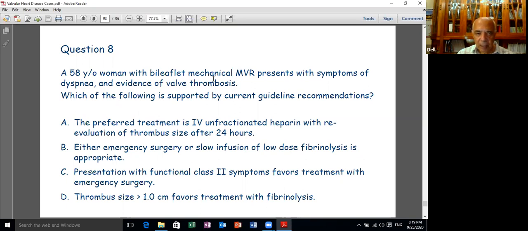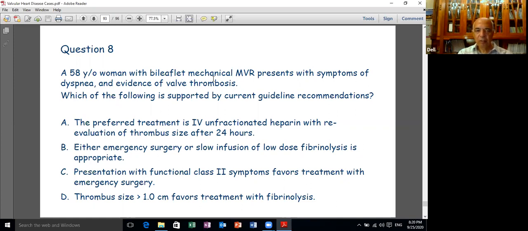The correct answer is B, and I will go through them starting from A. The preferred treatment is intravenous unfractionated heparin. We use this for valve thrombosis in bioprosthesis, not in mechanical prosthesis. Mechanical prosthesis needs surgery or needs thrombolytic therapy rather than anticoagulants. C, presentation with class 2 symptoms favors treatment with emergency surgery.